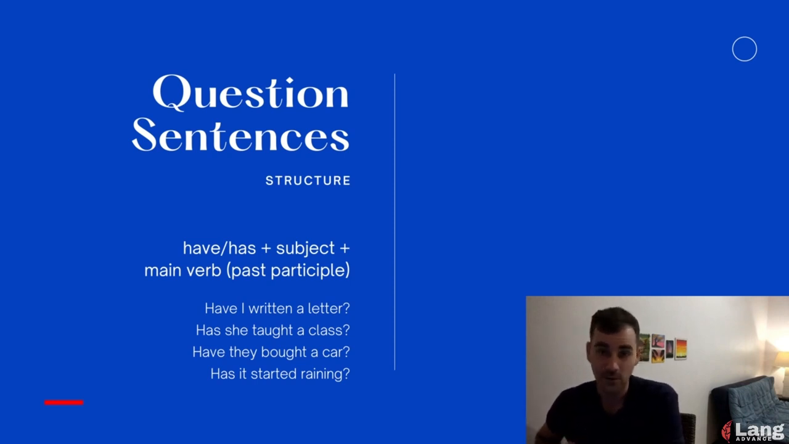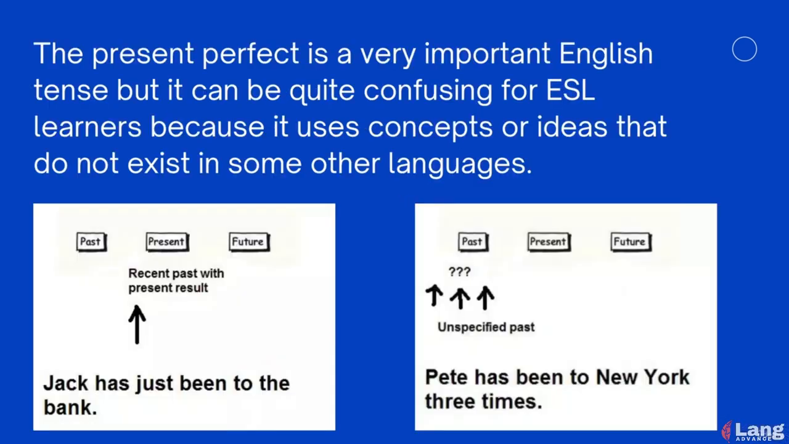It is have or has plus subject plus the main verb in the past participle form. Have I written a letter? Has she taught a class? Have they bought a car? Has it started raining?